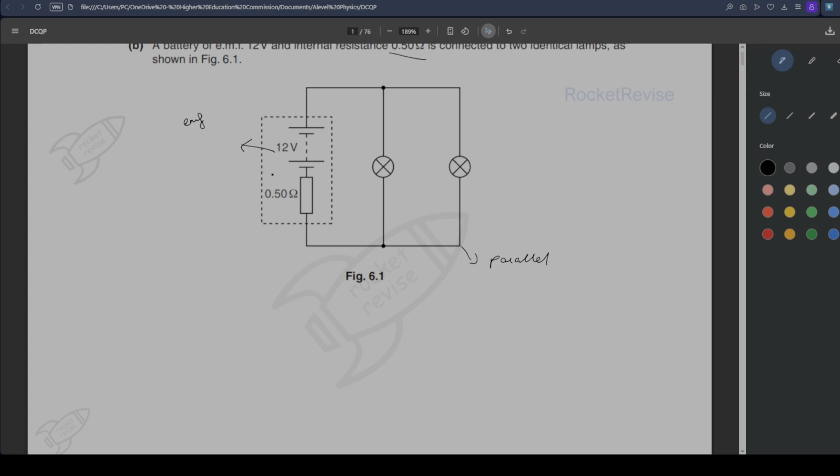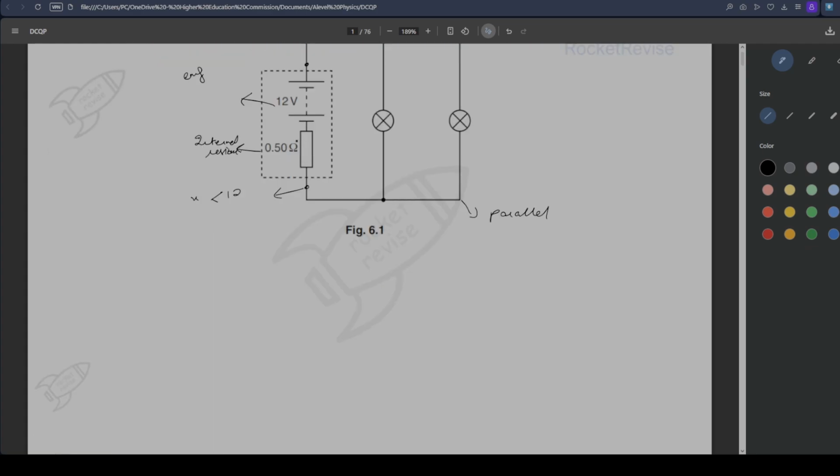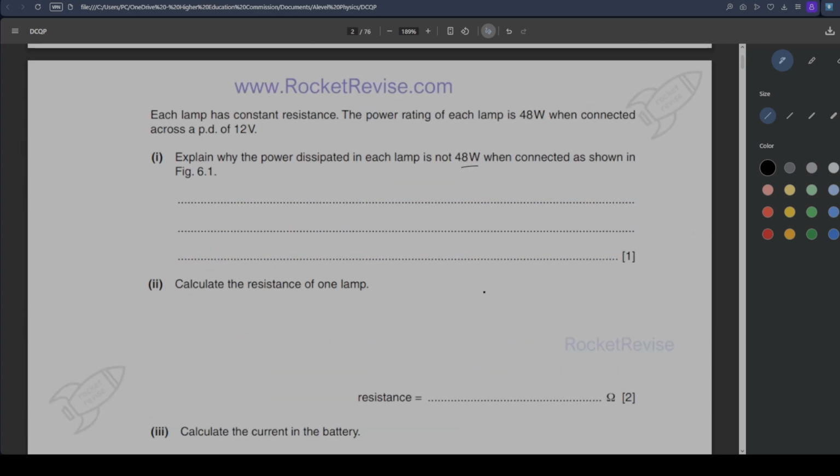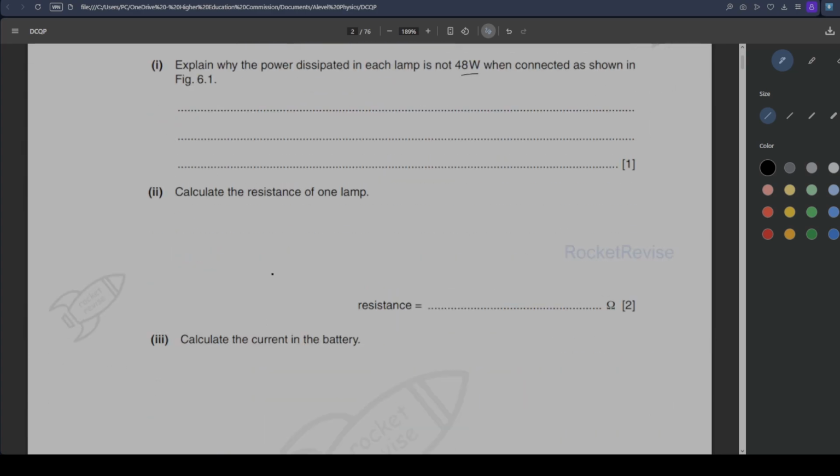Because our terminal potential, it's not gonna be 12 volts, it's gonna be less than 12 volts, because of the presence of an internal resistance. So you just need to mention that due to the presence of an internal resistance in the battery, the lamps will not receive the full 12 volt EMF.